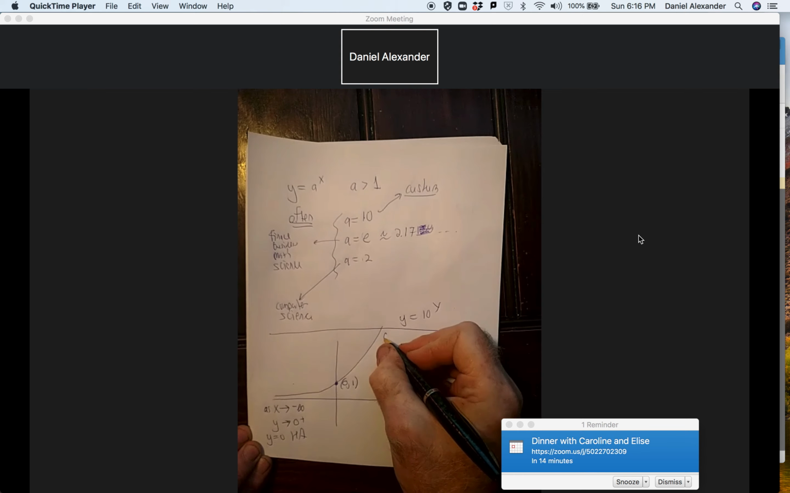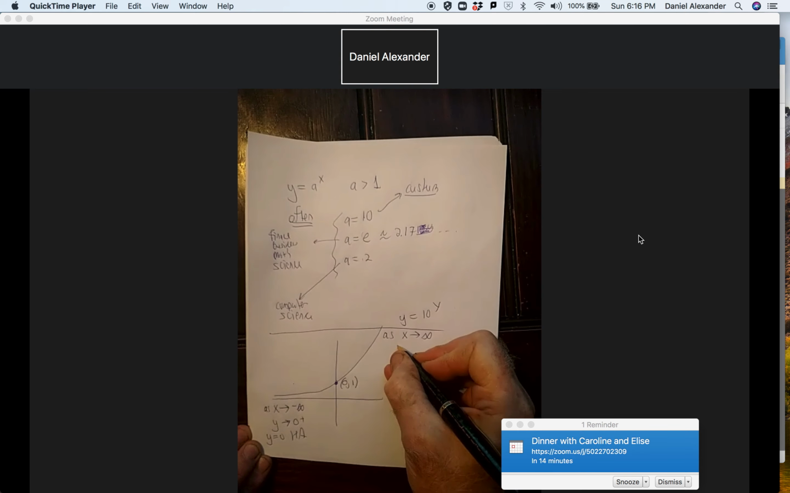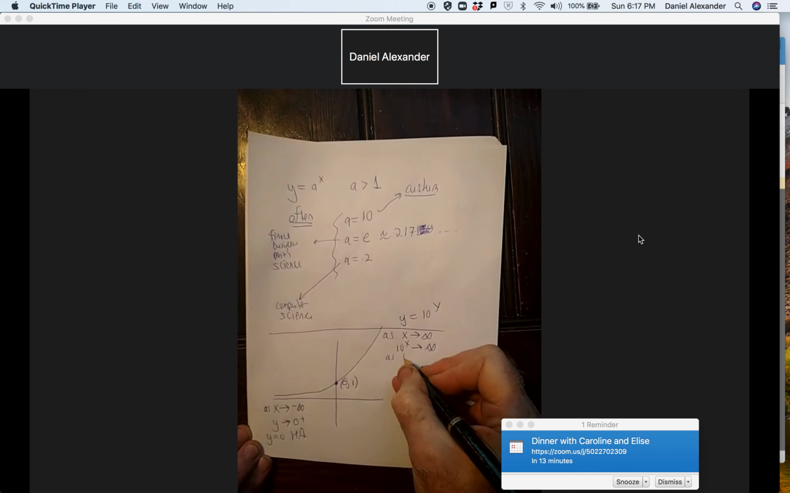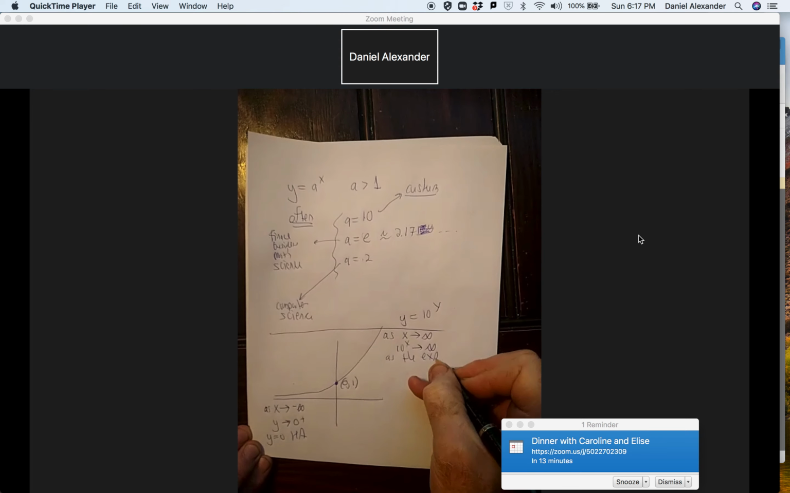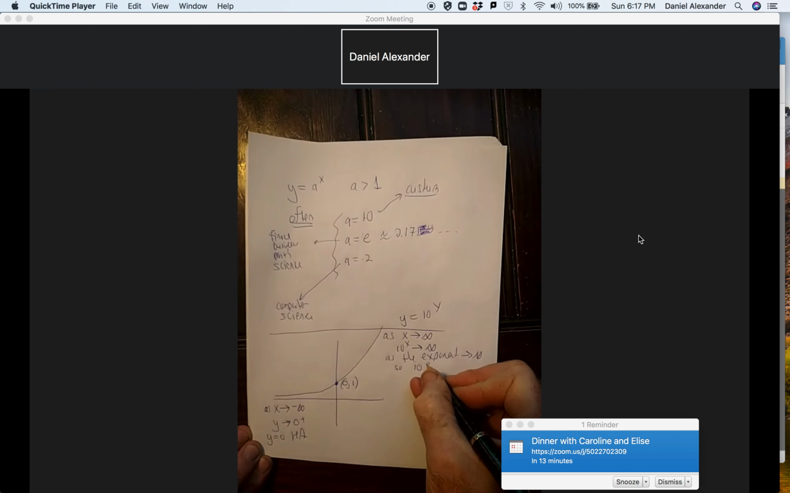We'll see that as x goes to infinity, 10 to the x does too. In other words, as the exponent goes to infinity, so does 10 to the exponent.